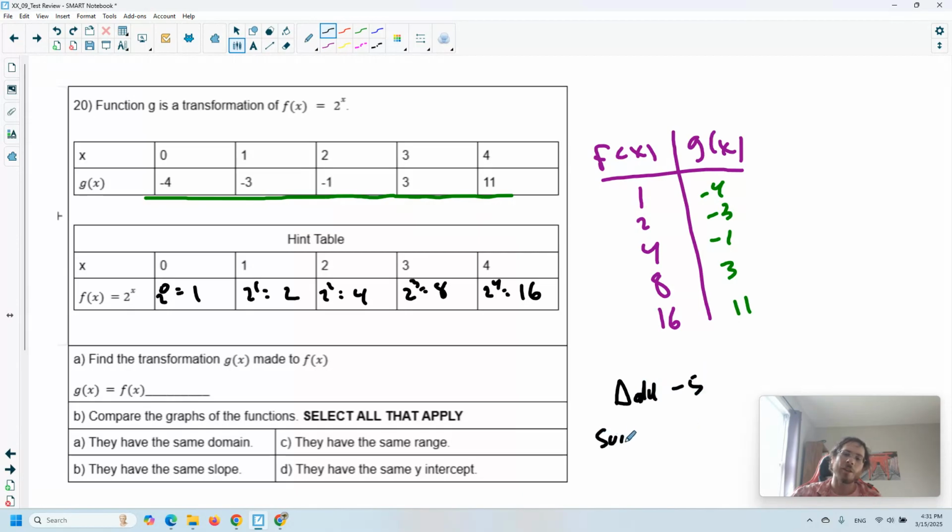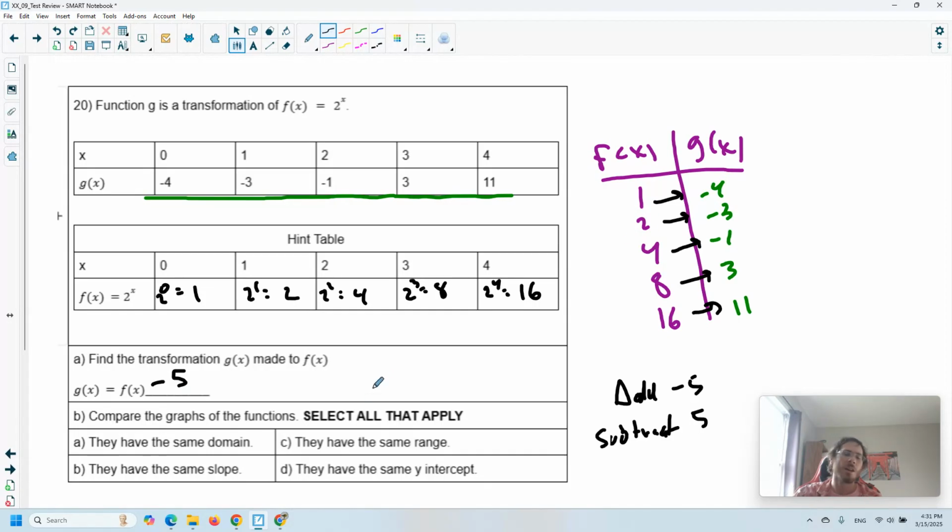Or if I want, I could also just subtract 5. 16 minus 5 is 11. 8 minus 5 is 3. 4 minus 5 is 1. 2 minus 5 is -3. 1 minus 4 is -4. So to get my transformation, I'm going to just do f of x and then just minus 5 from these numbers.